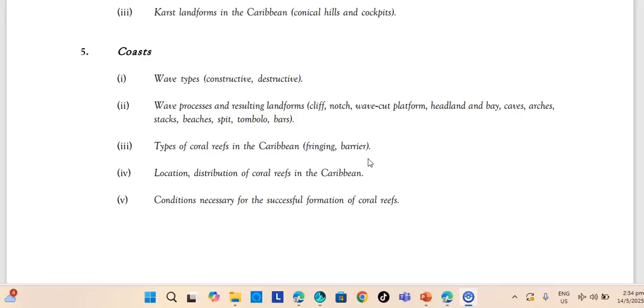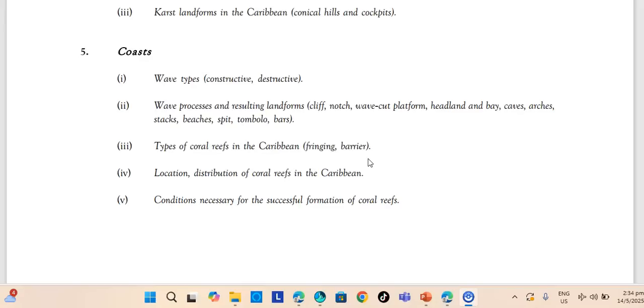Barrier reefs are reefs that are further away from the shore. A lagoon, which is a calm water area, is found between the reef and the land. They are usually larger and deeper than fringing reefs. The Belize Barrier Reef is the second largest in the world.